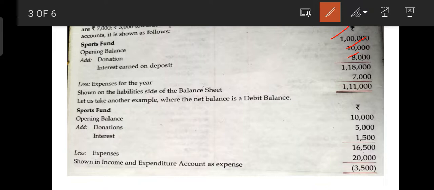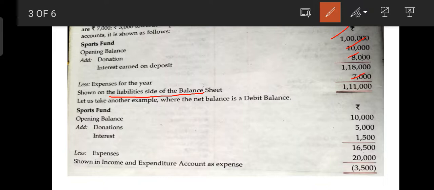From that you have an expense for the year, which is 7,000 rupees. So you will deduct that 7,000 rupees from 1,18,000 rupees, and you'll get a total of 1,11,000 rupees. Now that is a positive figure, and it will be shown on the liability side of the balance sheet. Why? Because the sports fund is greater than the expense. So it will appear on the liability side.